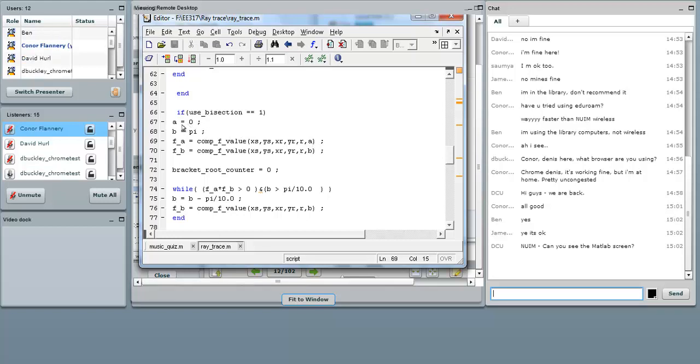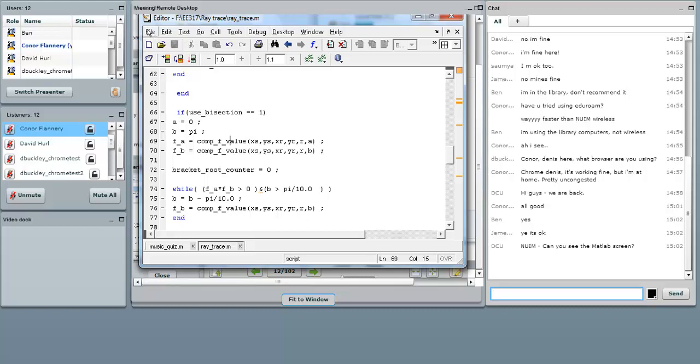So in the bisection method, we start off with one value of phi as 0, one value of phi as pi, and we feed these in as well. So we get the function value evaluated at A is equal to comp F value with all these inputs, and the function value at B is comp F value with all these inputs.